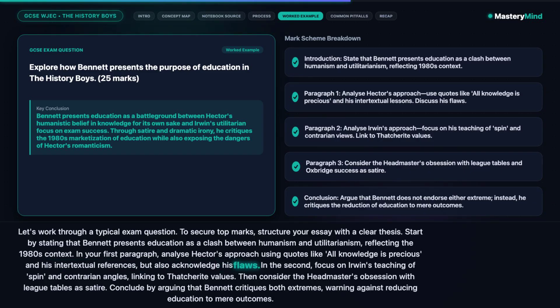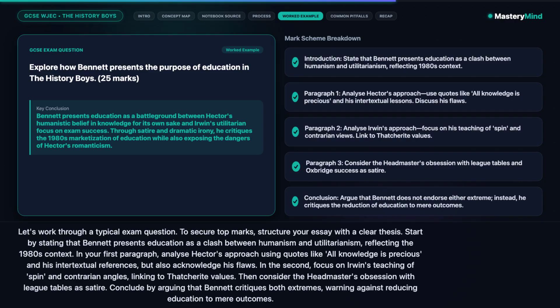acknowledge his flaws. In the second, focus on Irwin's teaching of spin and contrarian angles, linking to Thatcherite values. Then consider the headmaster's obsession with league tables as satire. Conclude by arguing that Bennett critiques both extremes, warning against reducing education to mere outcomes. Watch out for common pitfalls.